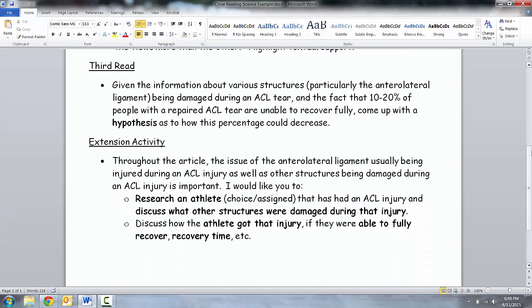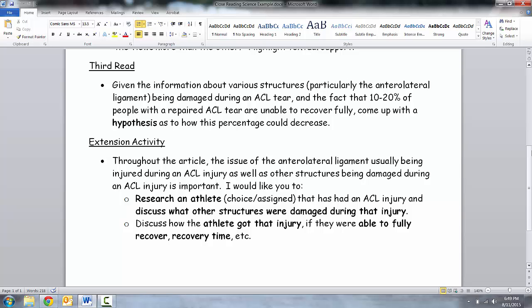And then, as an extension activity, I would actually have them do some research. So throughout the article, the issue of the anterolateral ligament usually being injured during an ACL injury, as well as other structures being damaged during an ACL injury, is important.